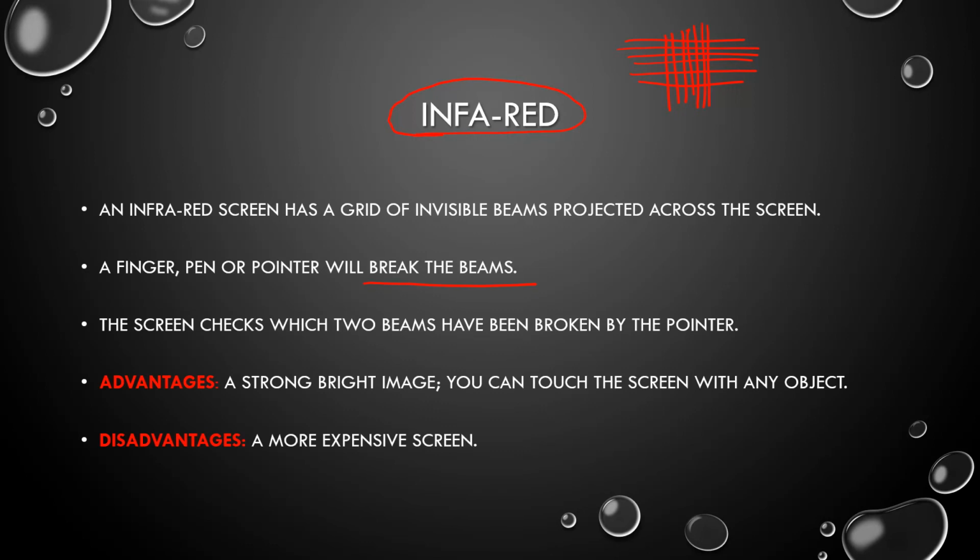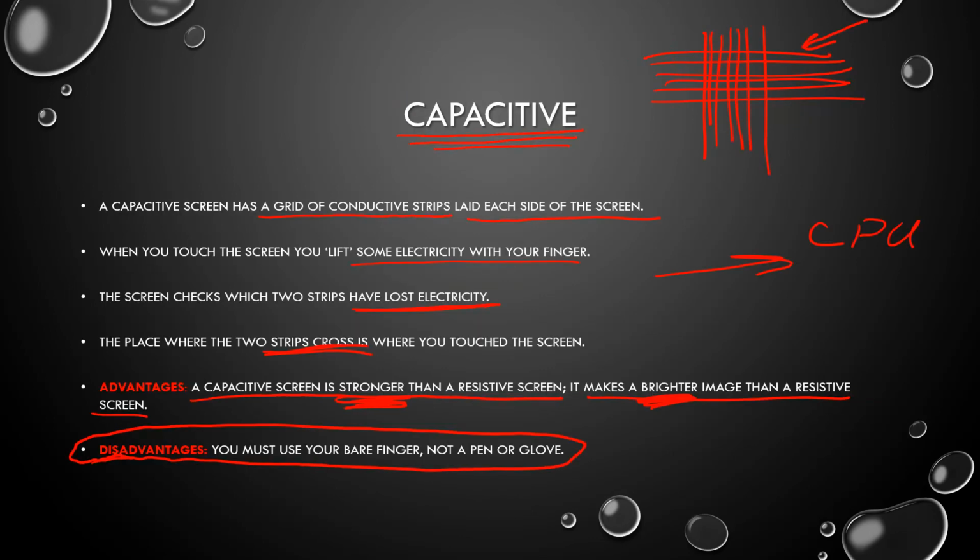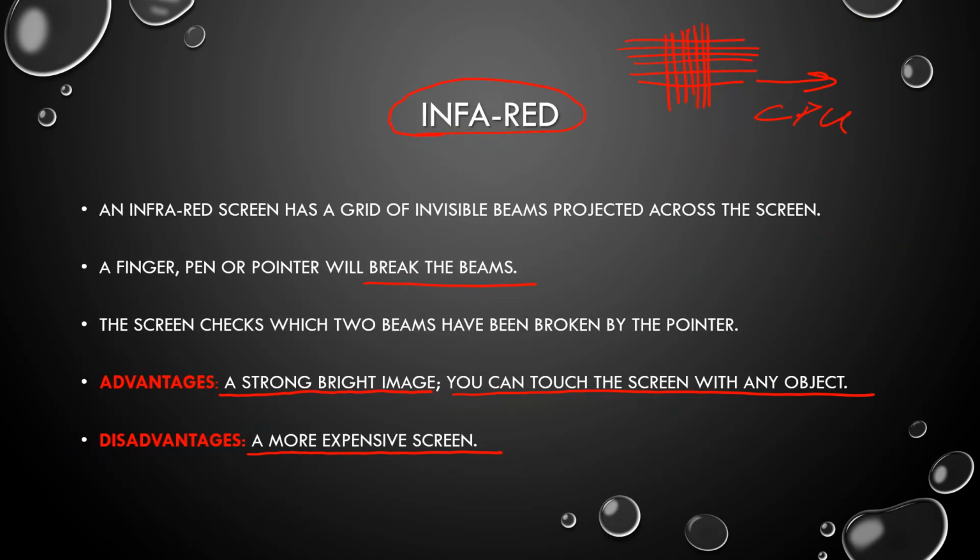Now, just like the capacitive one we looked at before, where that beam is broken, it's going to send the signal to the CPU, and the CPU is going to use that to track the positional data of it. Now, the advantages are it's very bright, and you can touch your screen with any object. Two really good advantages. The big disadvantage is it's the most expensive out of the three, which is why you normally find capacitive for mobile phones, because it's more cost effective.